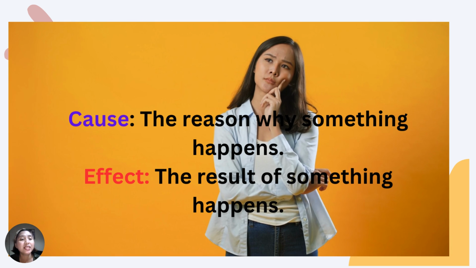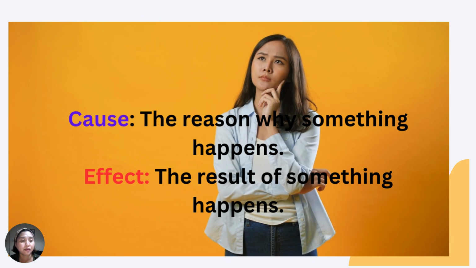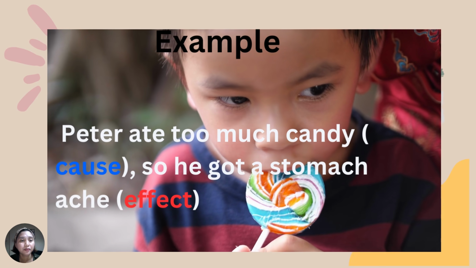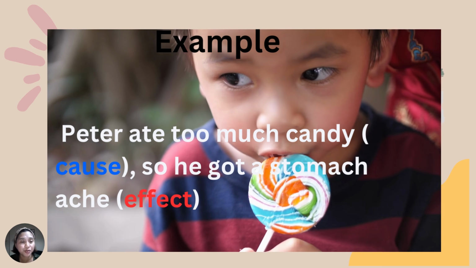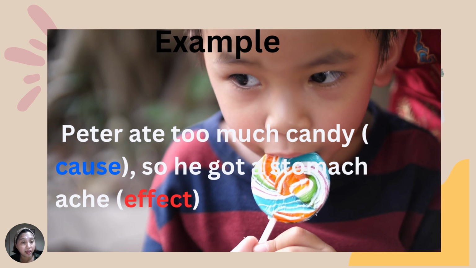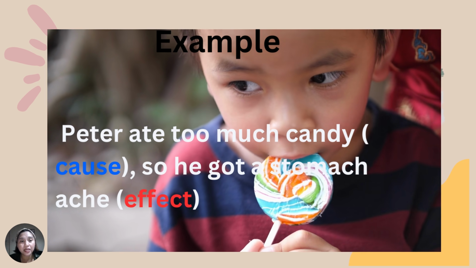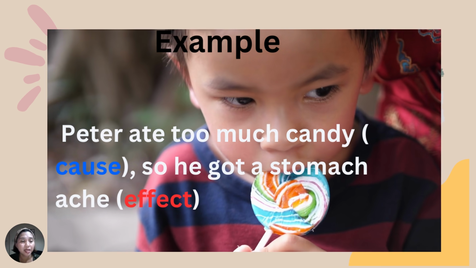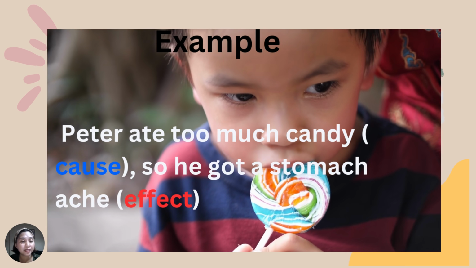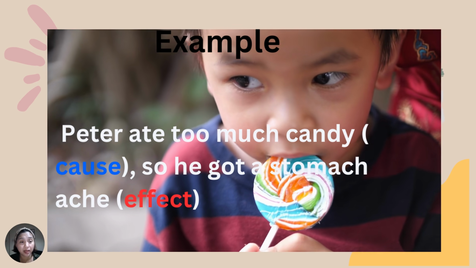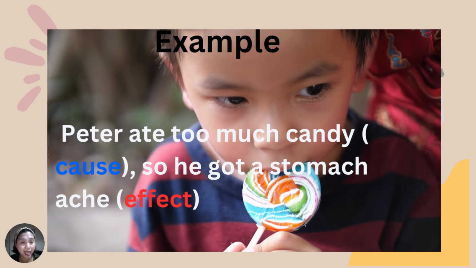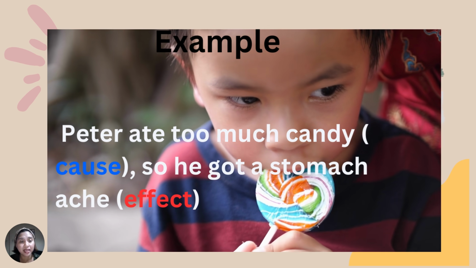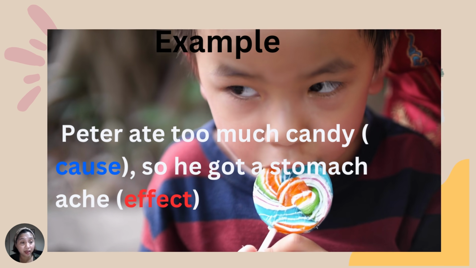Okay, take this for example. Peter ate too much candy, so he got a stomach ache. So as you can see, the boy is eating too much candy. So what happened next? He got a stomach ache. So the cause there is Peter ate too much candy, and the effect is he got a stomach ache.